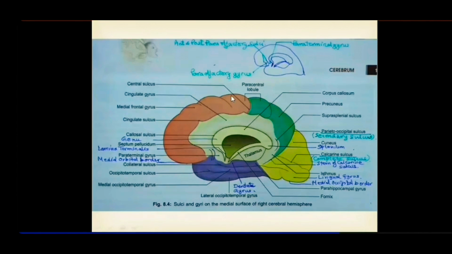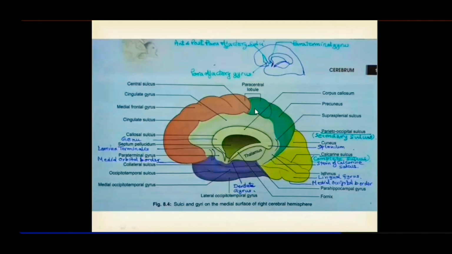Then, because the two sulci, pre and post-central sulcus, reach here, the pre-central and post-central gyri also reach here on the medial surface. Together, this is a U-shaped gyrus, and that's called the paracentral lobule.